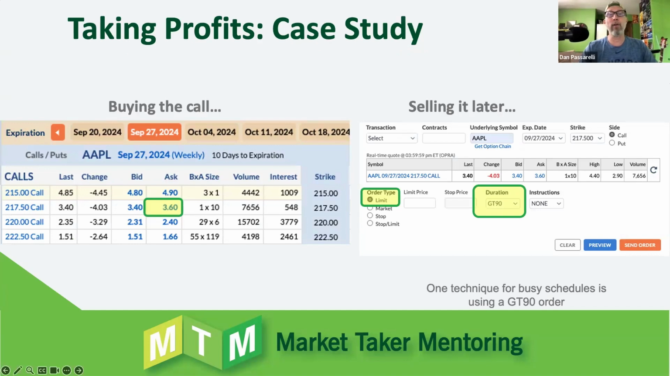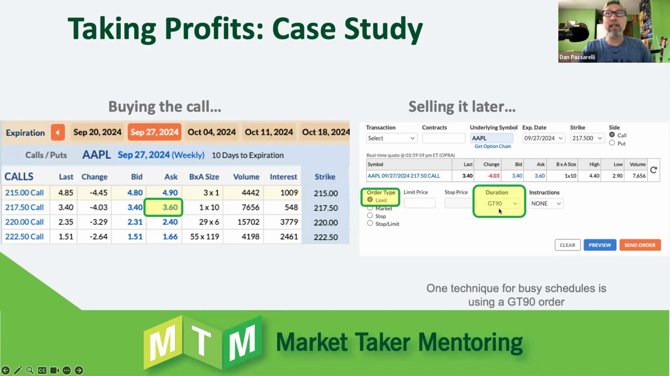So, maybe the same Apple calls: buy the 217.50 calls at 3.50. I'm looking for the stock to go to 222, 225 over the next 5 days or so. That's a fairly realistic profit target. As soon as I enter that trade and it's in my account, the first thing I do is put in my limit order to take a profit, my profit target. So I'll set a limit price, maybe $4.50, $4.80, $5. And I'll put that in GT90, good till 90 days from now.